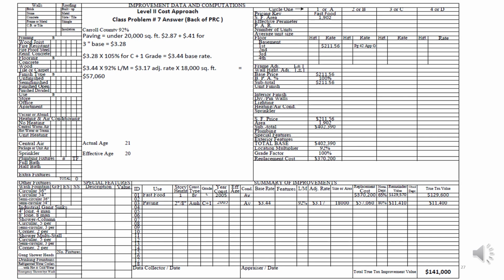Now we're going to add the two of those together and we're going to get a total true tax improvement value of 141,000. This is a good problem to know. I would probably flag page 42 of Appendix G so that you know where your fast food cost tables are. I would also make sure that you flag the appropriate tables in your Appendix F for depreciation.